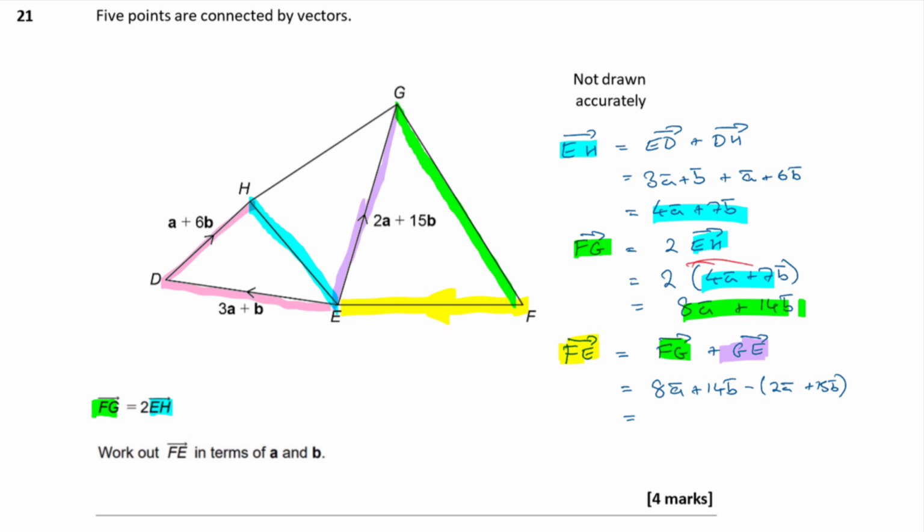Okay, so then taking that away, 8a take away 2a, that's going to be 6a, and 14b take away 15b, that is minus b. Okay, so that's our answer. F to e is 6a minus b. That's our final answer. Okay, that was fun. I like that. That was the pink route there. So just going to finish off my color coding. Yeah, there we go.